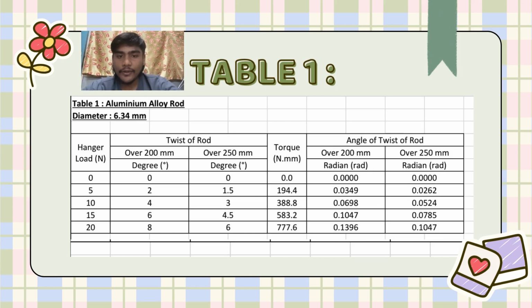In this table, we have columns of hanger load, twist of rod over 200 mm and over 250 mm in degree. Then we have torque in Newton millimeter and angle of twist of rod over 200 mm and over 250 mm in radian.